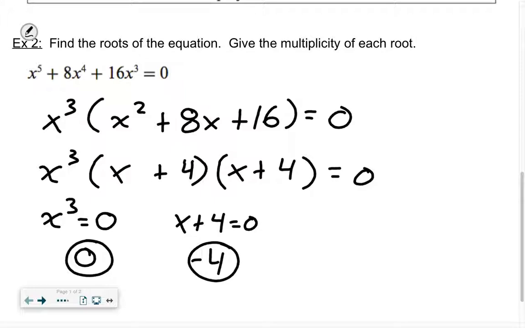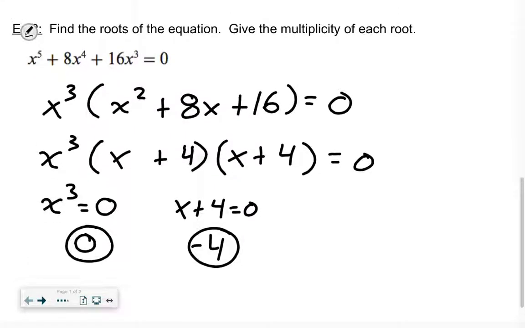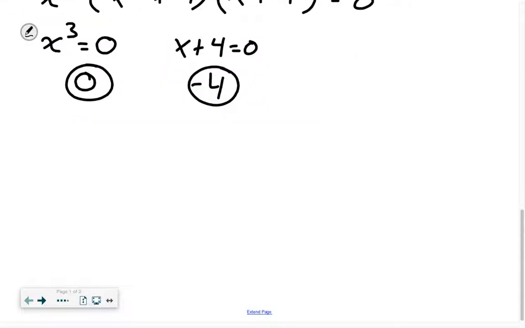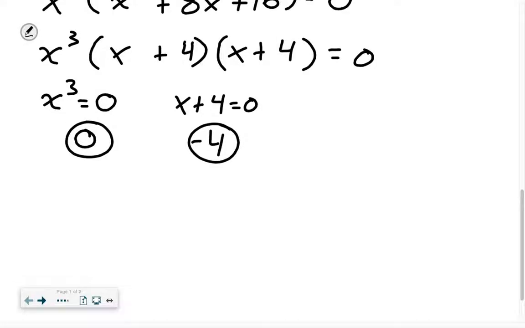So again, the reasoning behind that is the multiplicity. So this is the first part now. The last part is give the multiplicity of each root. And the multiplicity simply states, well, how many times did that root appear or occur? And if we go back to 0, x to the third is equal to 0. How many times does this one occur? 3 times would be your answer.